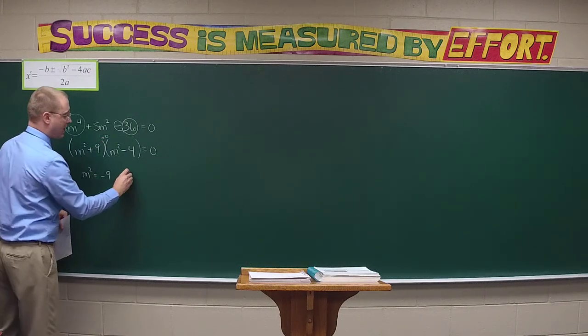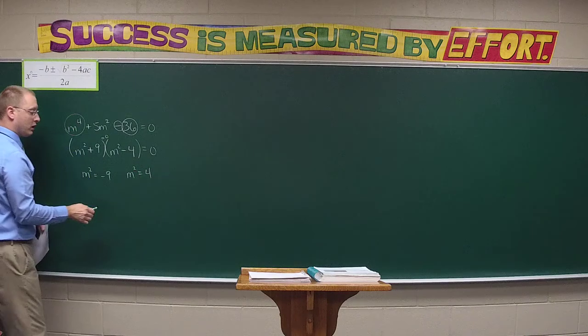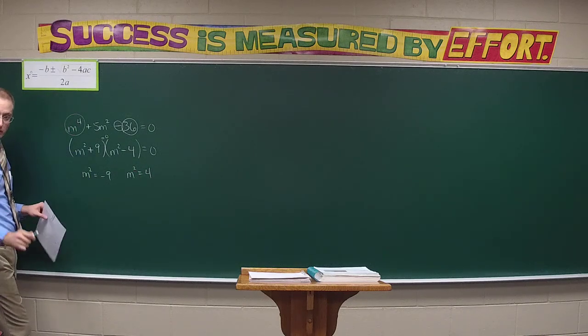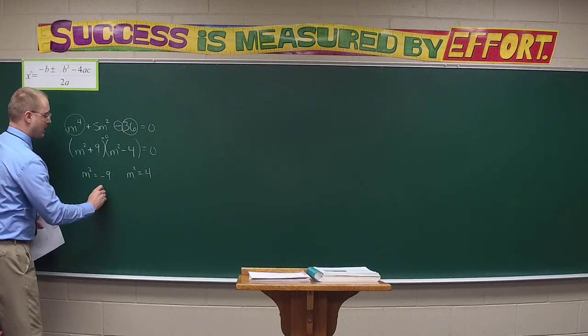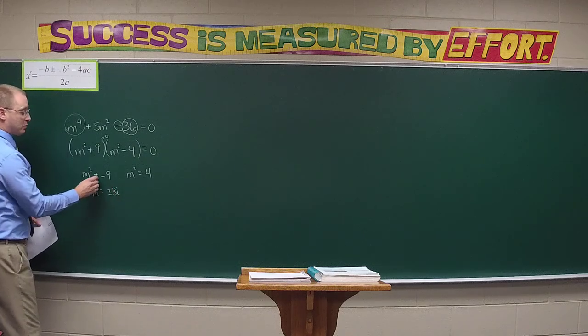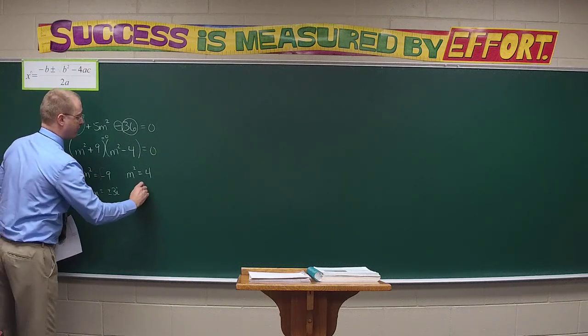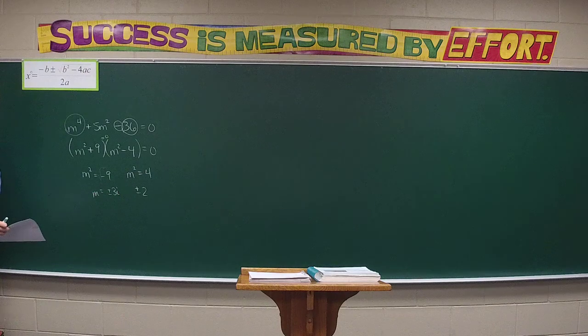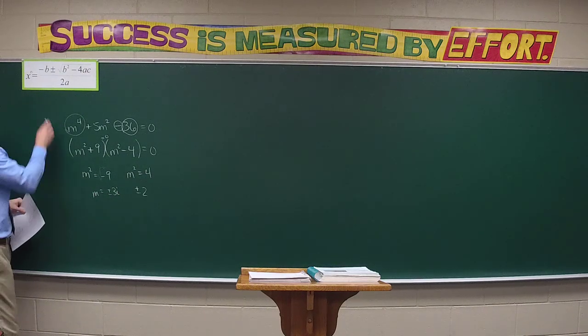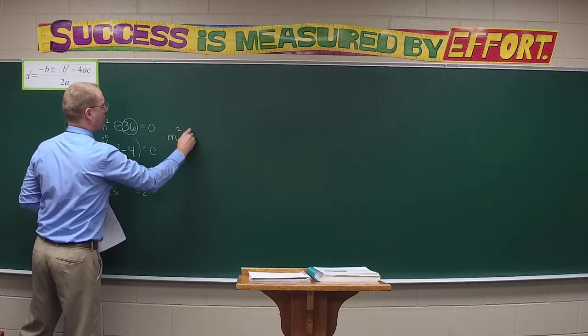m squared is negative 9, m squared is 4. Then we have to do what, Genesis? And that's where we get the positive negative 3i because we're taking the square root of a negative, and then positive negative 2 as we take the square roots of 4. You could use the formula here, but you would say m squared equals.